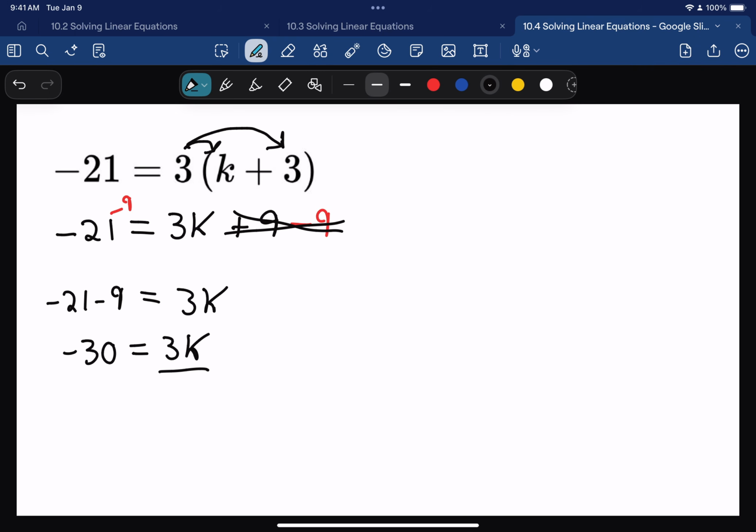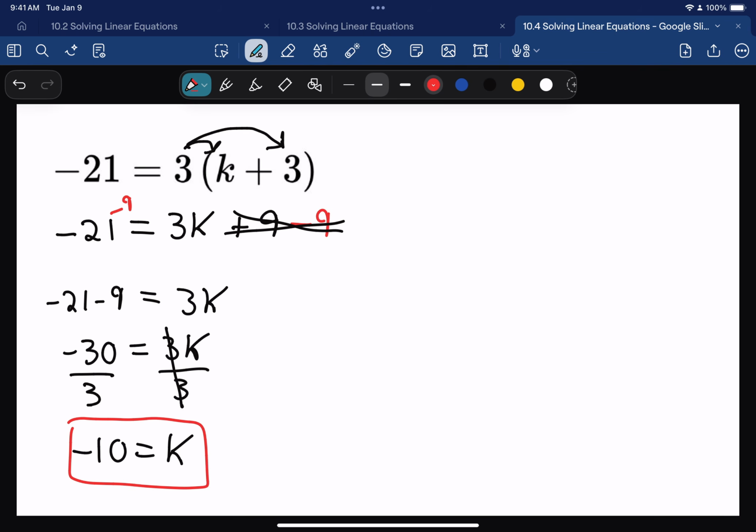And now we're going to divide by 3 because we are multiplying by 3, and we're going to divide this side by 3. These are going to cancel each other out. Negative 30 divided by 3 is negative 10 equals k. There's our answer. So that was using the distributive property.